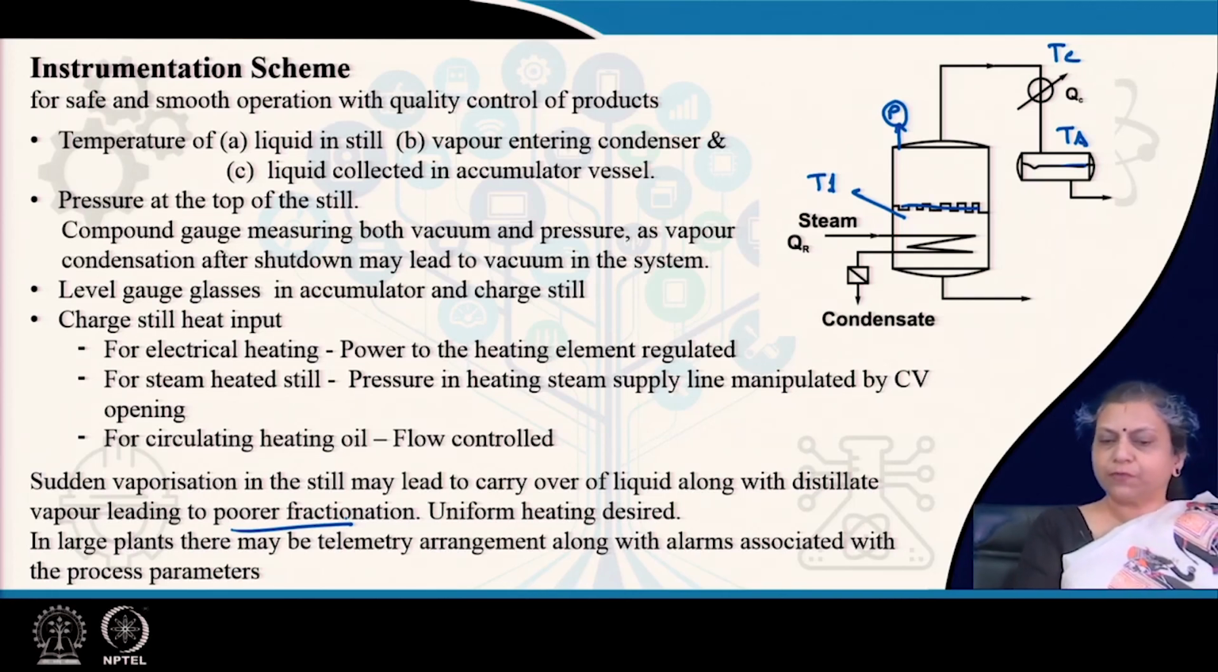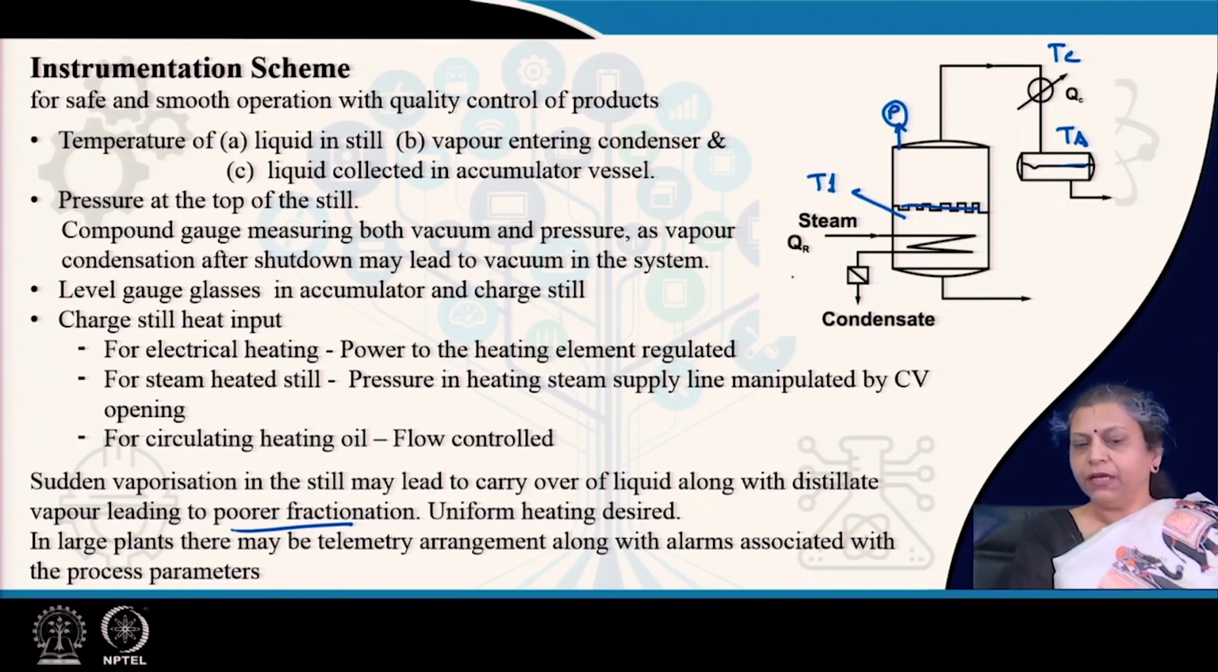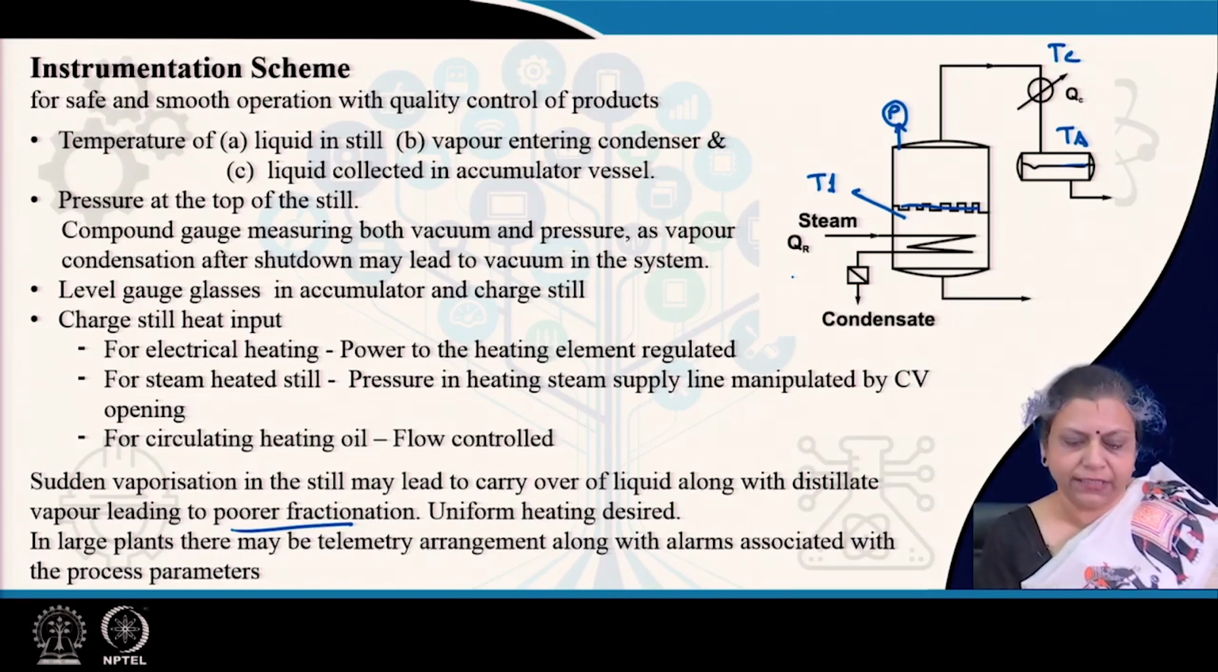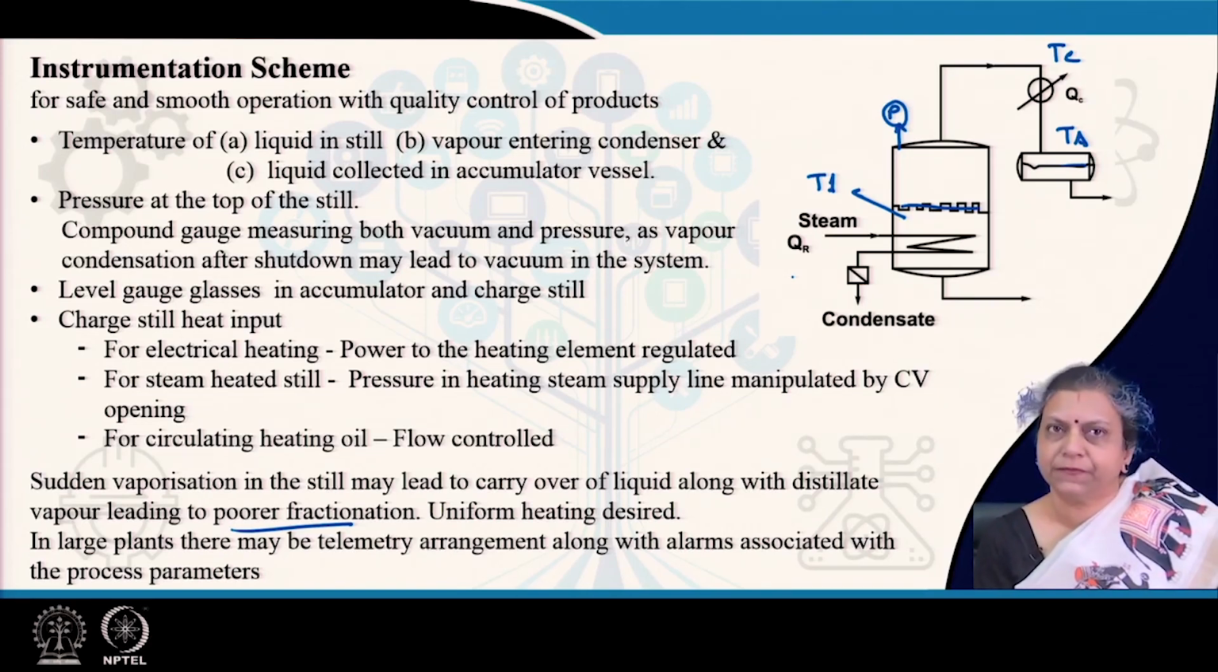How do we control this particular heat input? This can be heated either by electrical heating. In that case, the power to the heating element can be regulated. We can use steam, just as we have shown here, by heated stills. In that case, the pressure in the heating steam supply line can be controlled by means of a control valve. We may have circulating heating oils, maybe from some other part of the plant. In that case, we control the flow, and in that way we regulate the heating.